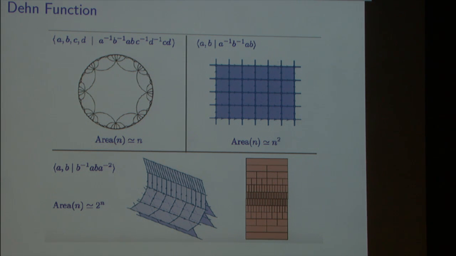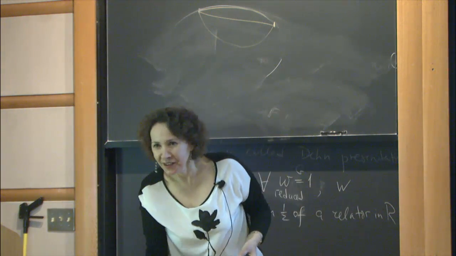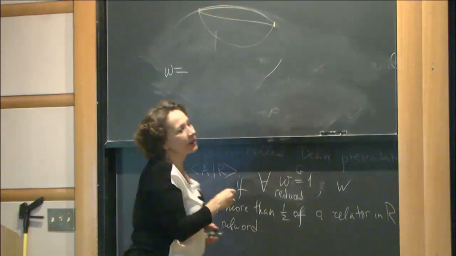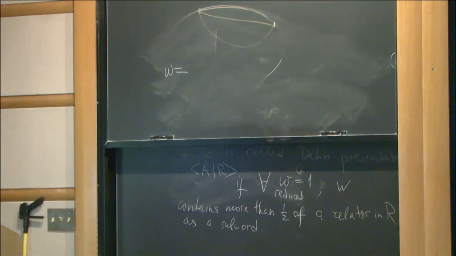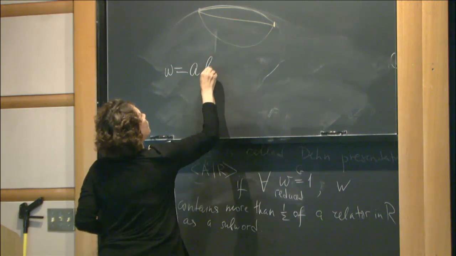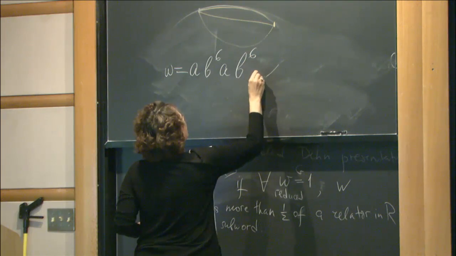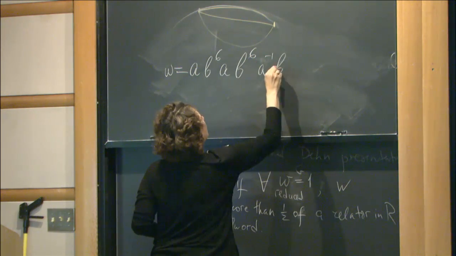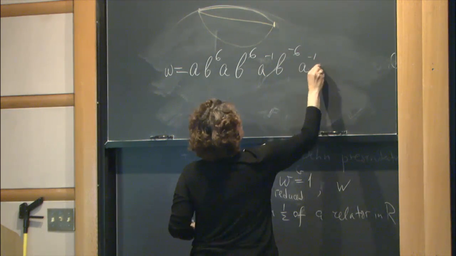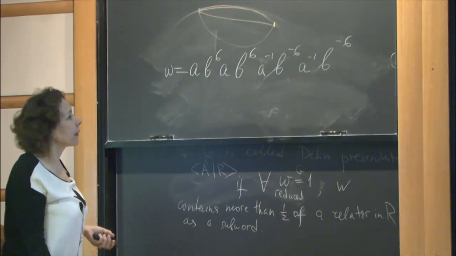Do you follow me with this diagram? Okay, so W, if I read it beginning here, I read A, B to the 6, A, B to the 6, A inverse, B to the minus 6, A inverse, B to the minus 6. So this word is equal to 1.